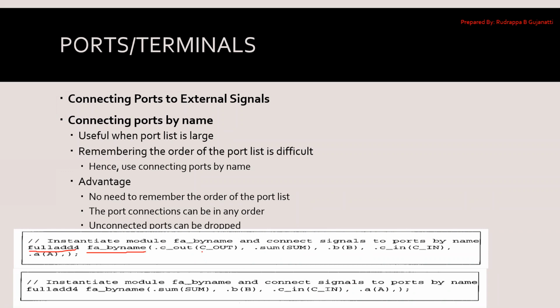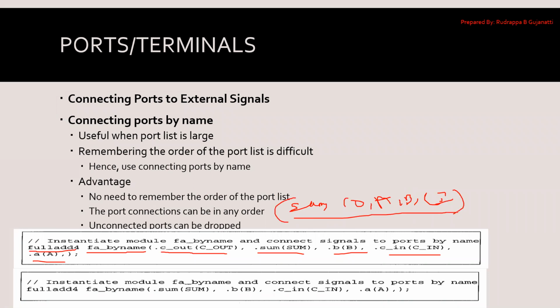Now what you're doing, you are passing the first parameter, you can see that it is cout, then it is sum, then it is B, then Cin, then A. If you observe, it is not in the same sequence in which it has been declared in the port list. In the port list, we have sum first, then cout, then A, B, and Cin. So these are the signals which are present in the port list in this order.